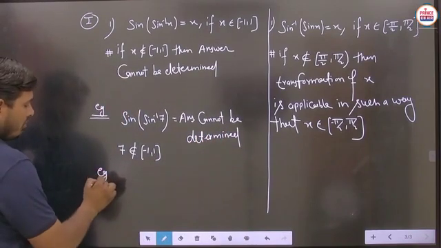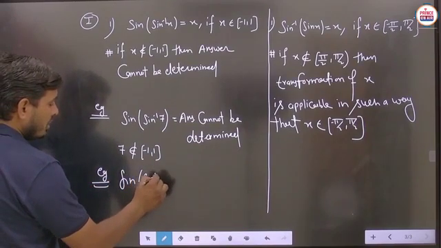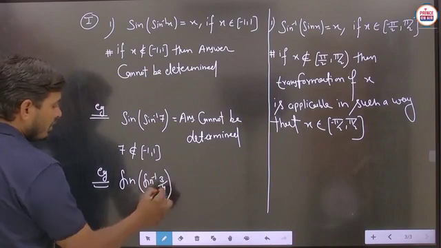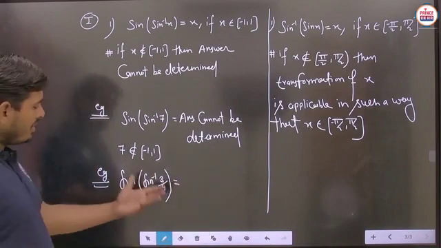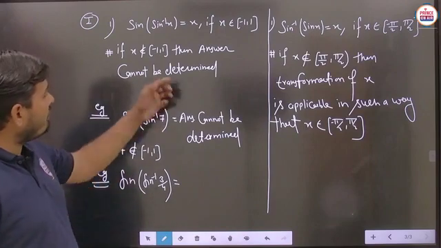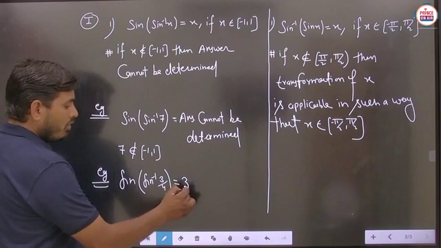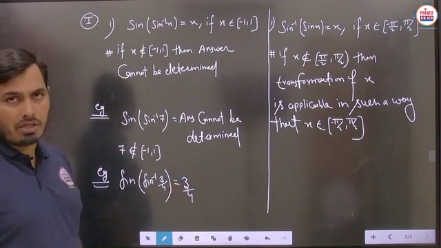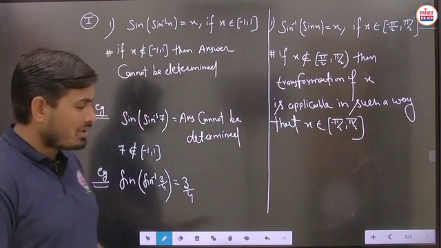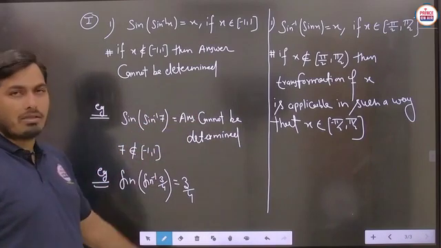Suppose we take another example like this: sine inverse 3 by 4. Then what should be the answer? In this case, definitely we have to check this 3 by 4. 3 by 4 will lie in this interval minus 1 to 1. So definitely in this case you will obtain the answer as 3 by 4. Is it clear? But suppose this particular value does not belong to this, then we can say that the answer cannot be determined.